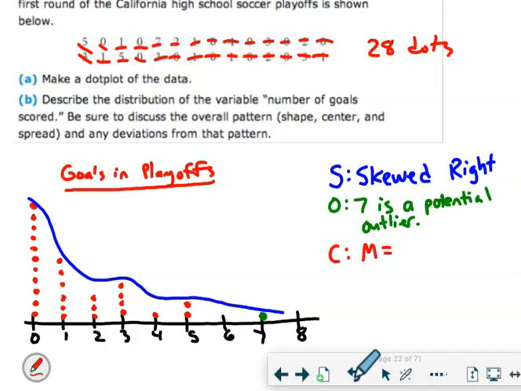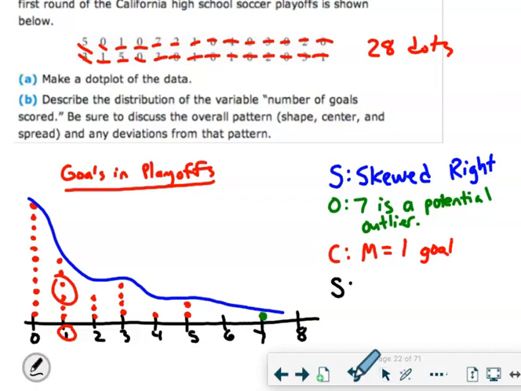There's 11 in this column. So 12, 13. This is the 14th and 15th dot right here. Okay? They're both in the one goal column. So the median would be one goal. That was the median goal. That's the center of all the goals we scored.